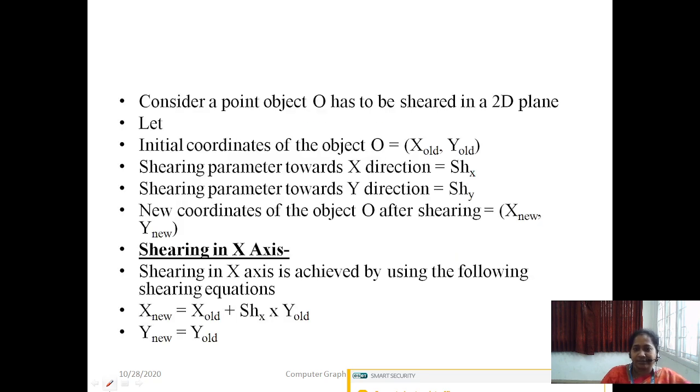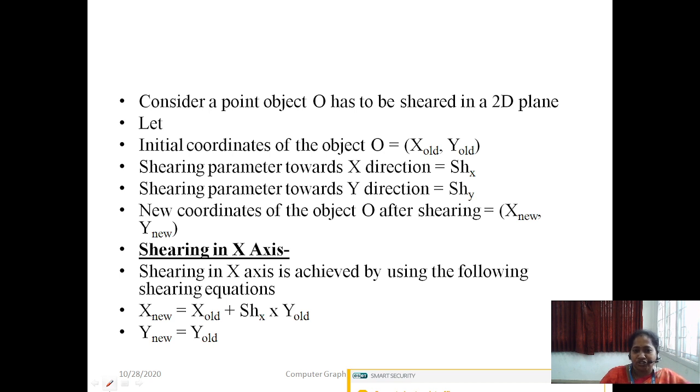Let us consider the same object, the initial coordinate of the particular object O equal to (x old, y old). The shearing parameter towards the x direction is equal to SHX. Next, the shearing parameter towards the y direction is equal to SHY. The new coordinate of the object O after shearing is equal to (x new, y new). These are the initial parameters.